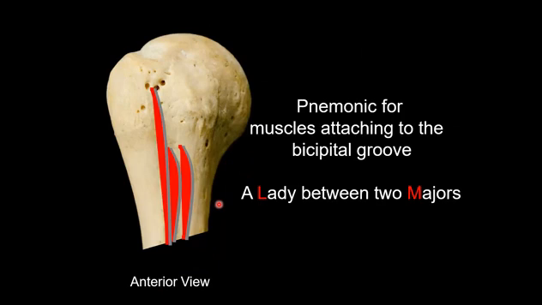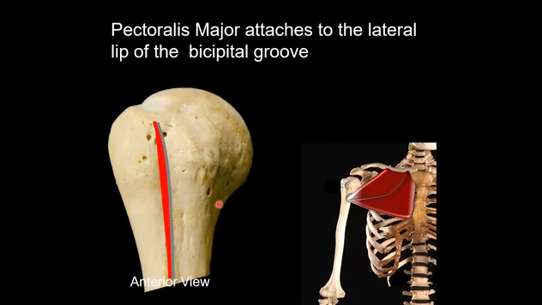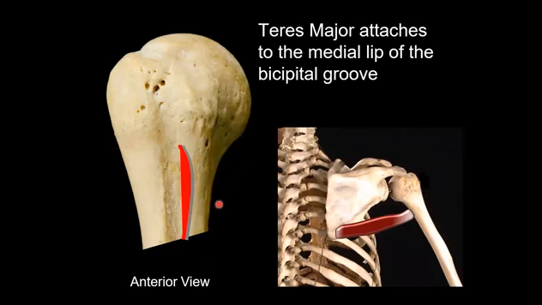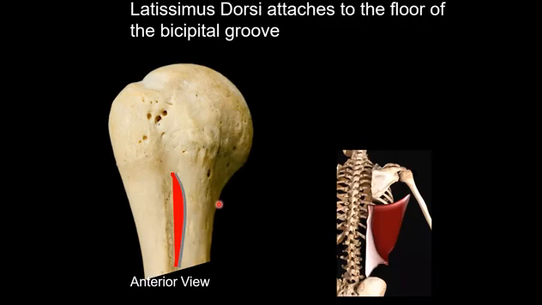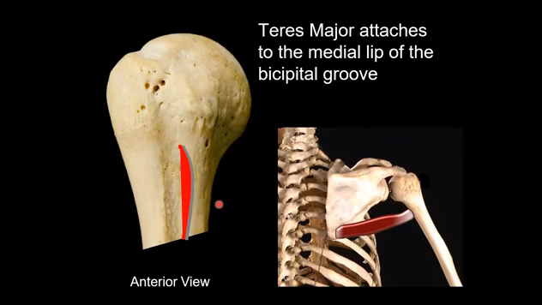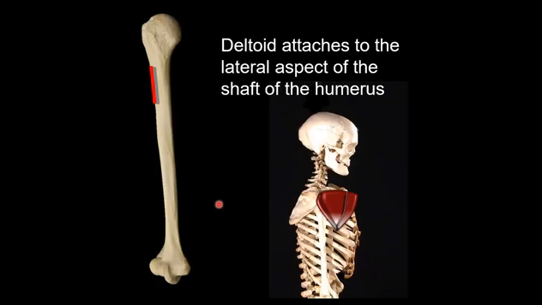So here is a mnemonic for the muscles that are attached to the bicipital groove: a lady between two majors. What does that mean? Who is the lady between two majors? Can you think about it? We're talking about the latissimus dorsi between the pectoralis major and the teres major. So that's the meaning of a lady between two majors. This is the first major, this is the lady, latissimus dorsi, and this is the teres major. So it is in between. That is the mnemonic for muscles attaching to the bicipital groove.